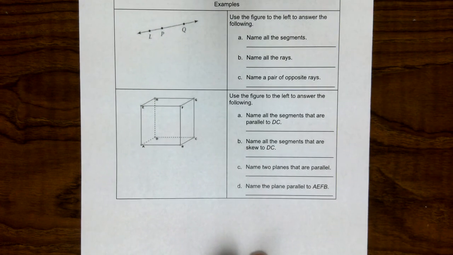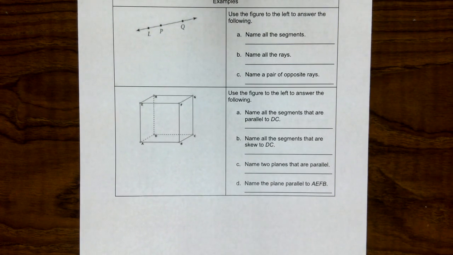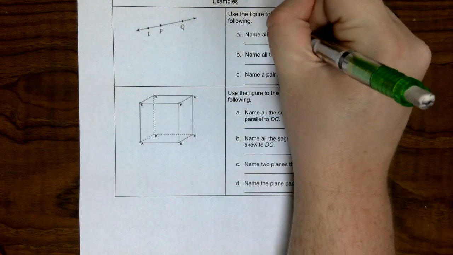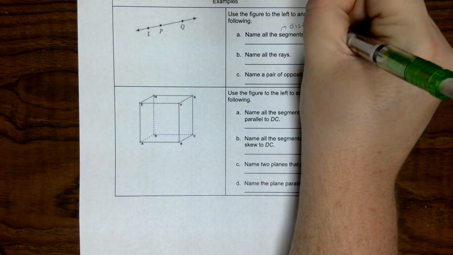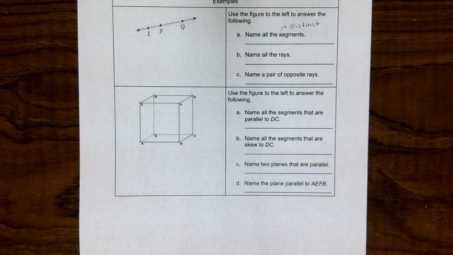All right, let's look at some examples. Use the figure to the left to answer the following. Name all the distinct segments. And what I mean by this, I don't want you to list a segment that you can name another way. Like you don't want to say LP and then PL. That's the same thing. We want all those different kinds of segments, okay?